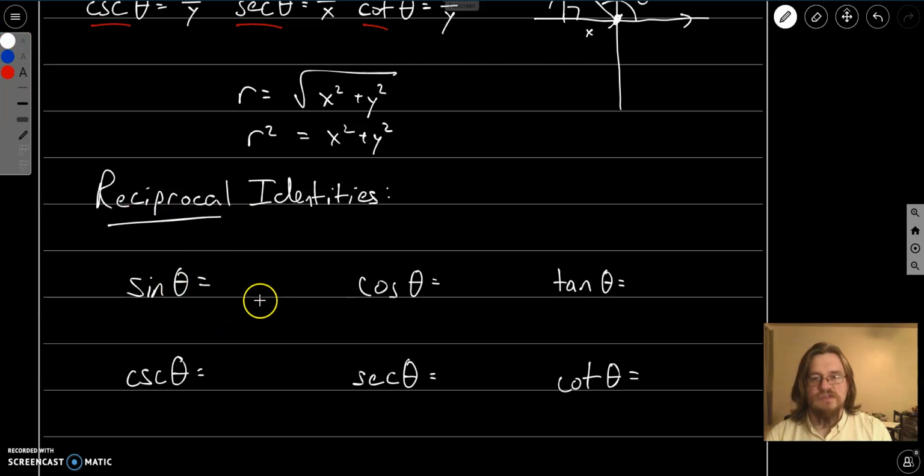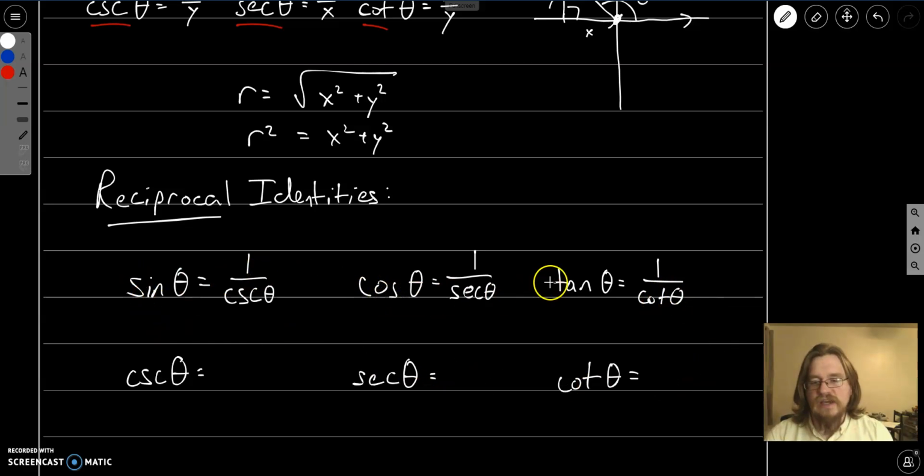So using this reciprocal idea, the sine is just going to be 1 over the cosecant. So if I know the cosecant of an angle, I can find the sine of the angle by flipping it over. The cosine of theta is just going to be 1 over the secant of theta. The tangent is going to be 1 over the cotangent.